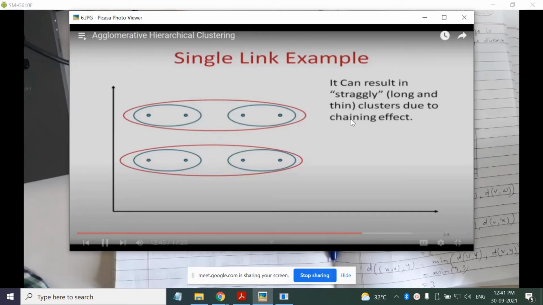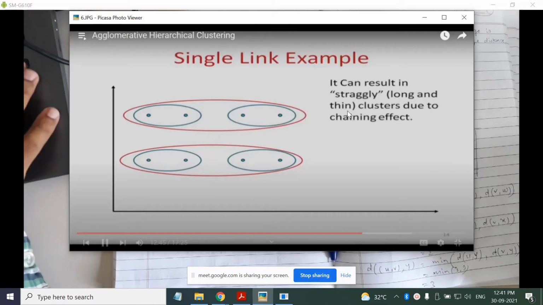Have you understood the problem with single linkage? Because it is finding the shortest pair, if you have a chain-like structure, it will start grouping those chains. That is the chaining effect, and you will get long and thin clusters.